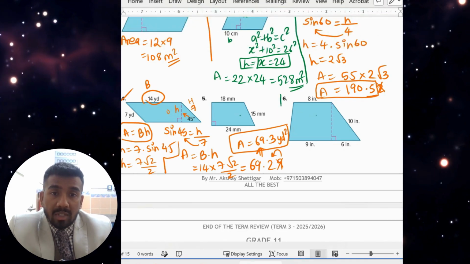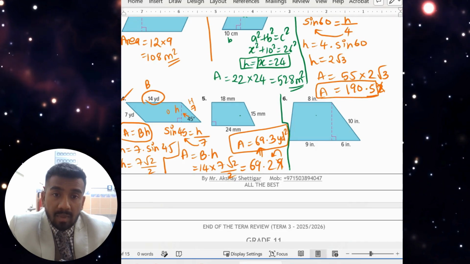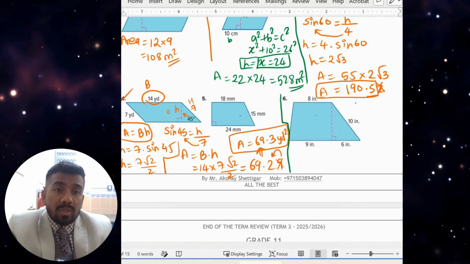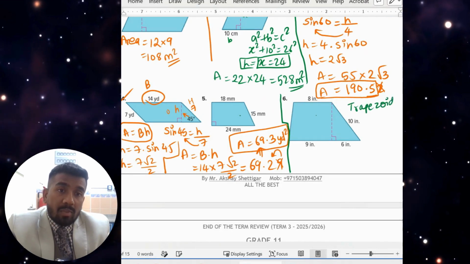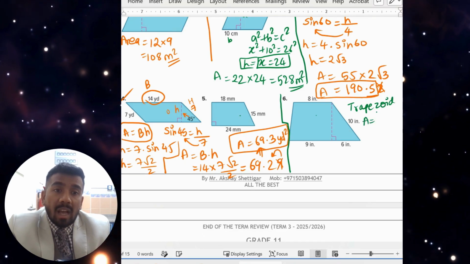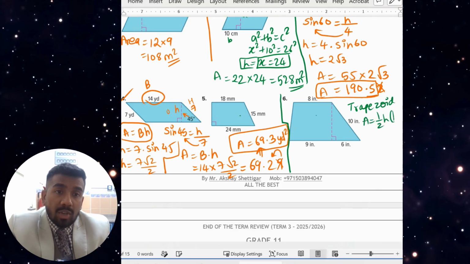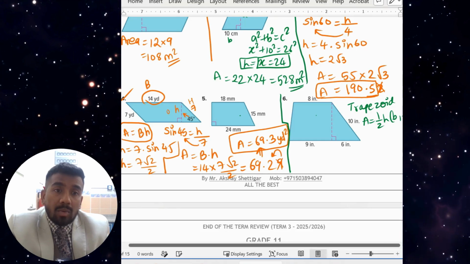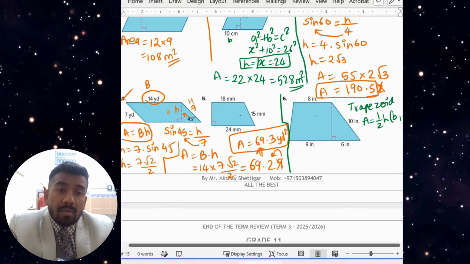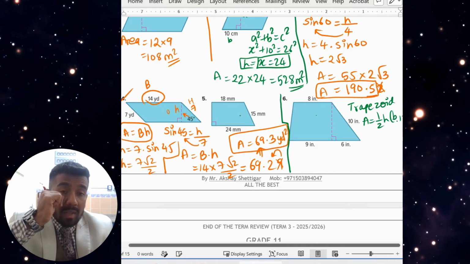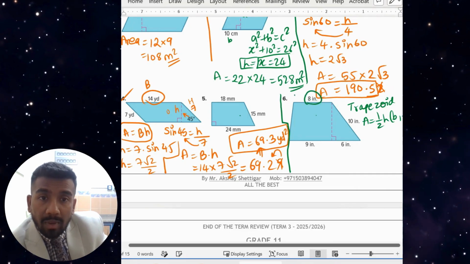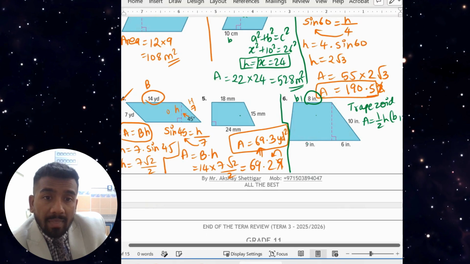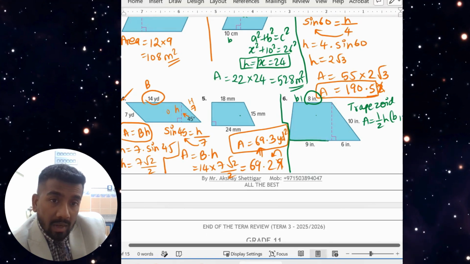Let's do question 6. This is a trapezoid. Now what's the formula for a trapezoid? The area is half h times (b1 plus b2). Now you might know what b1 and b2 are. They are the two bases. One is the smaller one. So 8 over here will be b1 and the total will be b2.